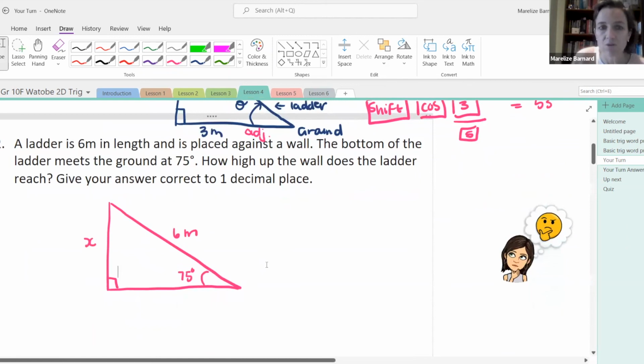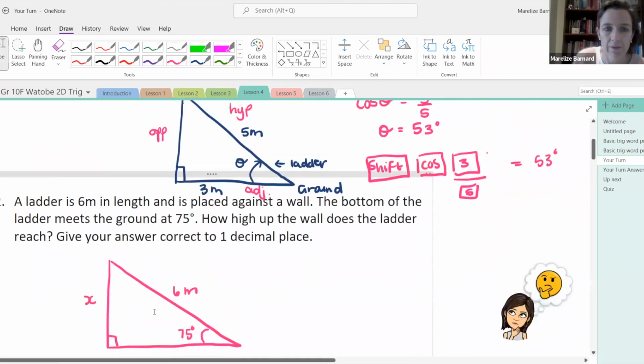Okay, so check that your diagram looks a bit like this one. So the ladder is 6 meters long, and there's an angle of 75 that the ladder makes with the ground, and we want to find out how high it reaches up this wall. Yes, Leah, go ahead, ask your question.